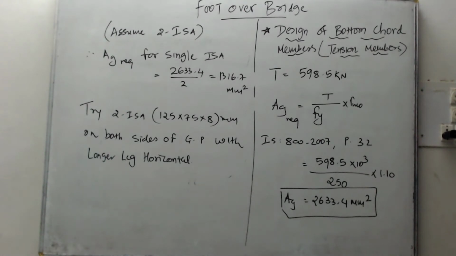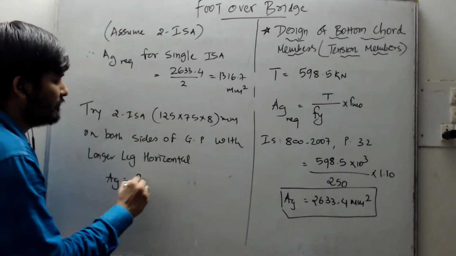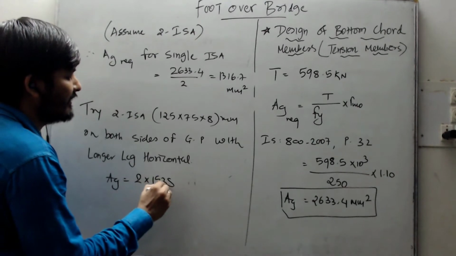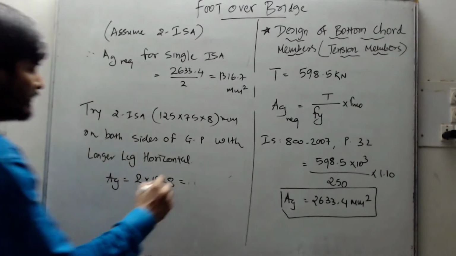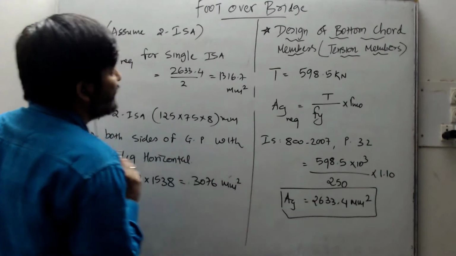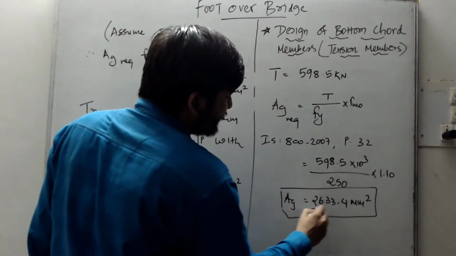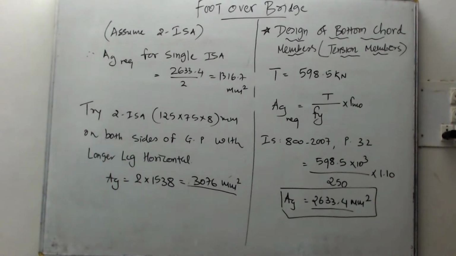So actual gross area will be 2 times 1538. So AG will be 2 multiplied by 1538. 1538 is the area in terms of mm square, from the steel table that we got. So 3076 mm square we are providing, whereas our required area is 2633, and we are providing in the first trial 3076 mm square, right. So now we need to check this section.